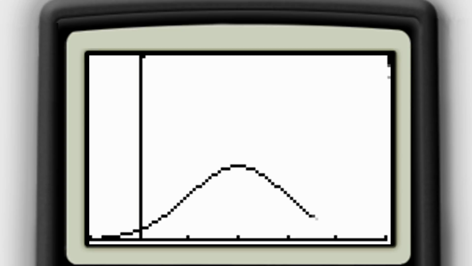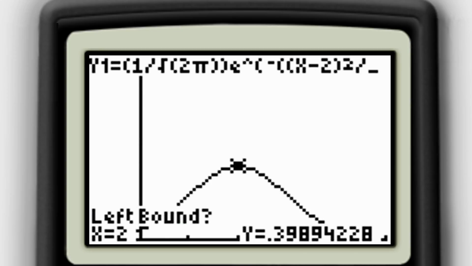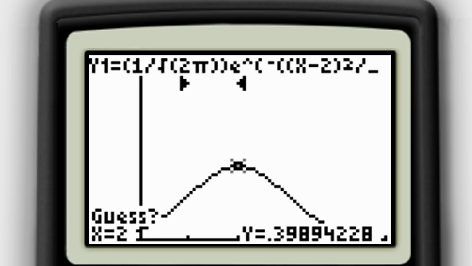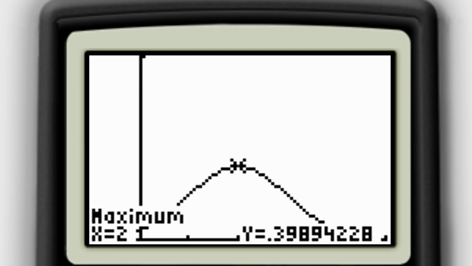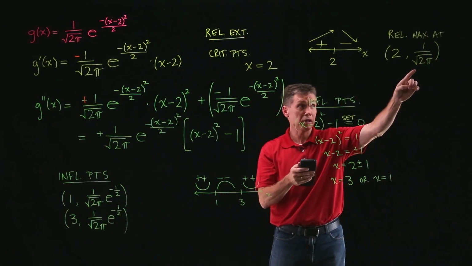Looks like a bell curve. It should. You might have recognized that at the beginning of the problem. You can see the peak of it, the top of it, and your graphing utility should have some kind of calculate feature where you can find a max, just to verify our answer. Lower bound of 1 is good, upper bound of 2 is good, or a little higher, even a guess of 2 works. And I'm getting my maximum at x equals 2, a y value of about 0.4, which is what this y coordinate looks like as a decimal.